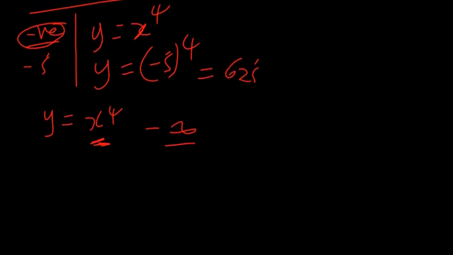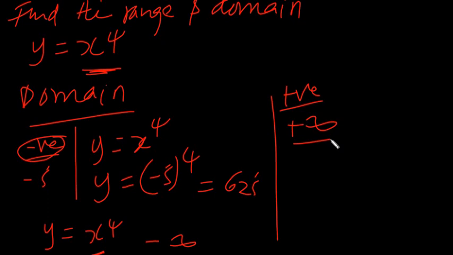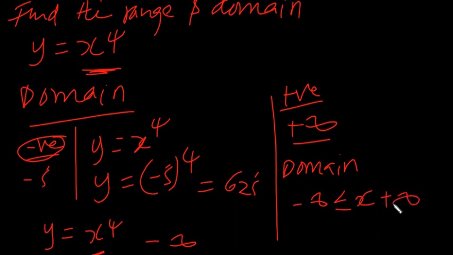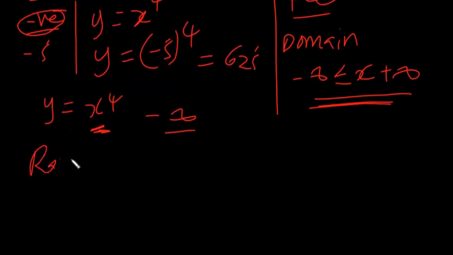Still on the positive side, we can have positive infinity, any number. Take 10 million raised to 4, you'll get a bigger number. That's the domain. The answer now, the domain will be from negative infinity less or equal to x, less or equal to positive infinity. This is my domain in this case. Let us look at the range.